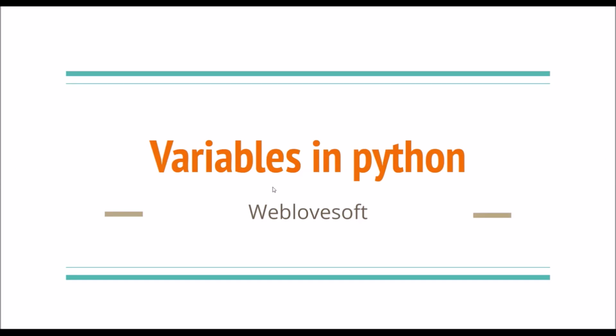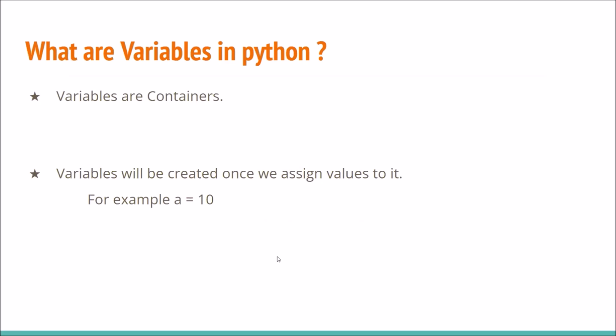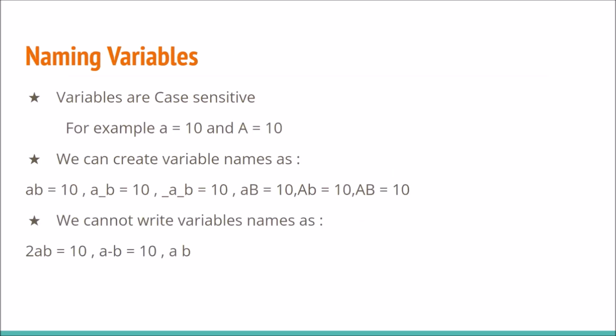Today in this class, we are going to discuss variables in Python. Let's start our session. What are variables in Python? Variables are the building blocks of Python. There is no program without variables in Python. Variables are nothing but containers that hold data. Variables are created when we assign any value to them. For example, a = 10 means we have assigned 10 to the variable a.